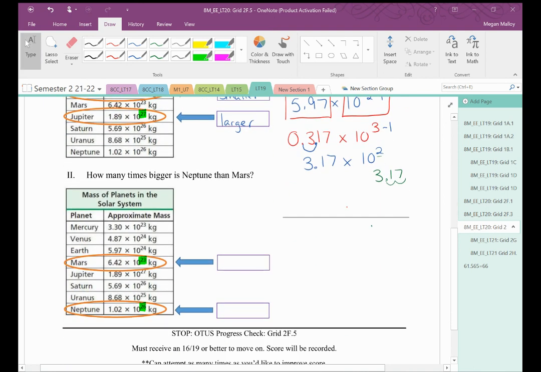If I look at number 2, how many times bigger is Neptune than Mars? I'm going to look at my exponents in each of my mass sizes. Neptune has an exponent of 26. Mars has an exponent of 23. So Neptune is the larger planet, and Mars is the smaller planet. So to set this up, I'm going to divide the mass of Neptune by the mass of Mars.